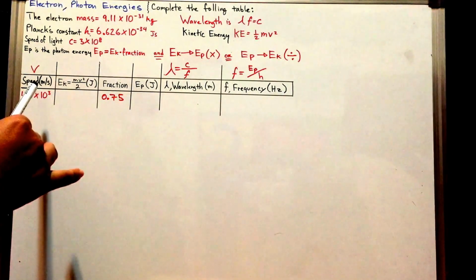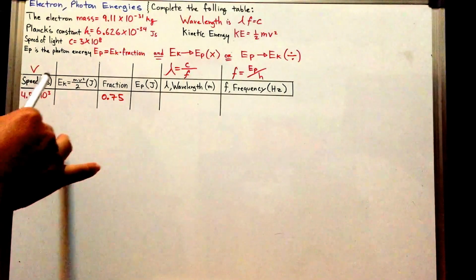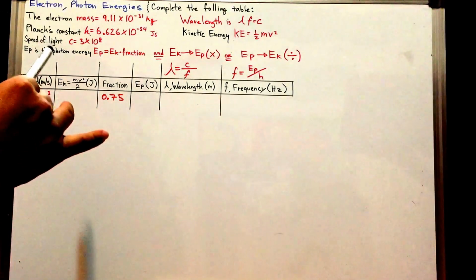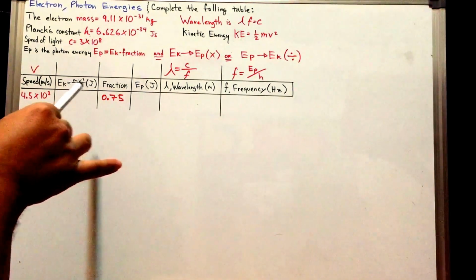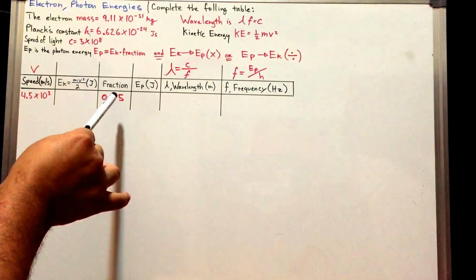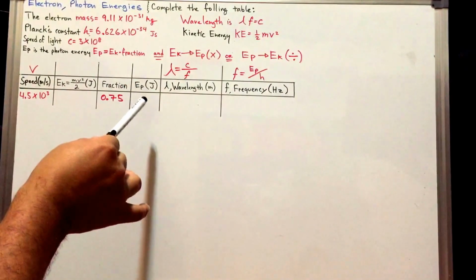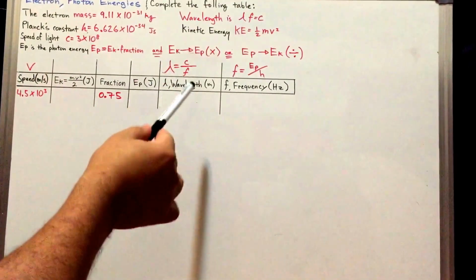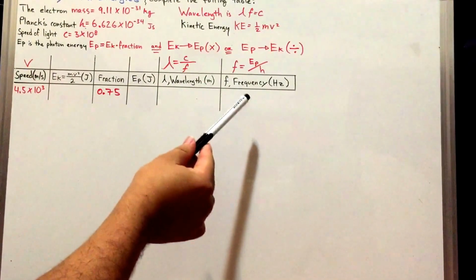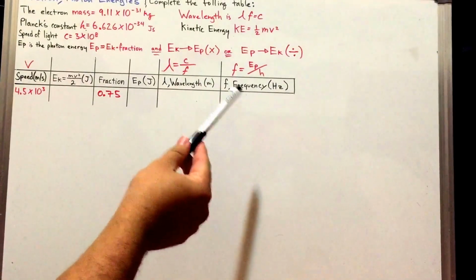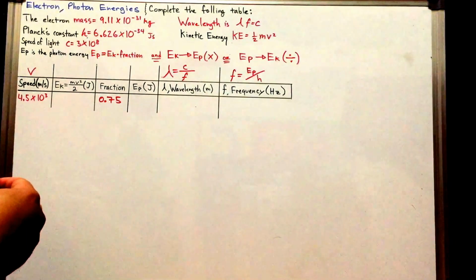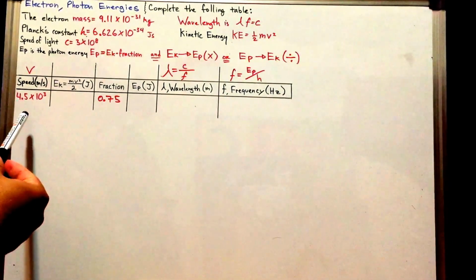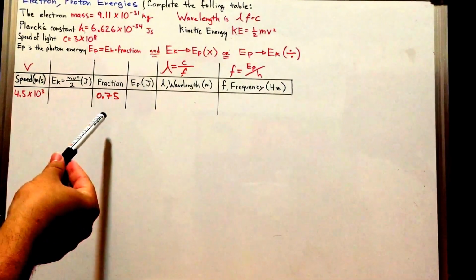So we need to solve for speed, kinetic energy, fraction, energy of photons, wavelength, and frequency. The only two numbers that are given to us are speed and fraction.